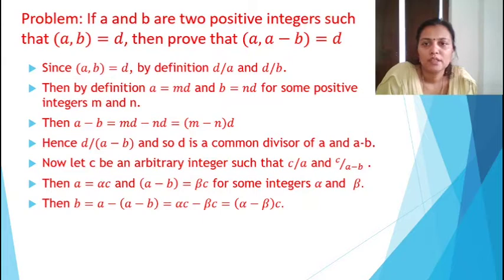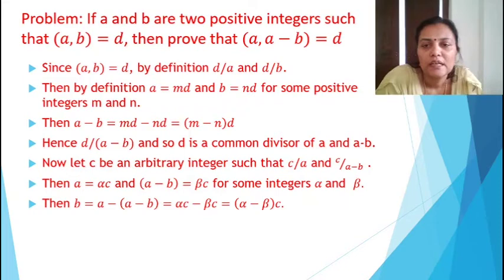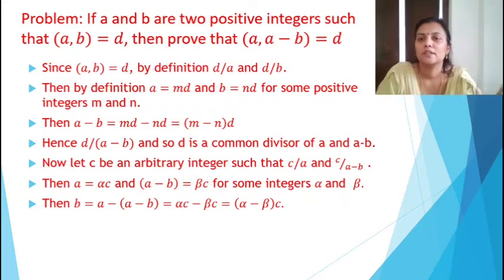So first problem is, if a and b are two positive integers such that GCD of a, b equal to d, then prove that GCD of a, a minus b equal to d. So given that GCD of a, b equal to d, by definition d divides a and d divides b. That's d is the common divisor of a and b, and d is the greatest common divisor of a and b.